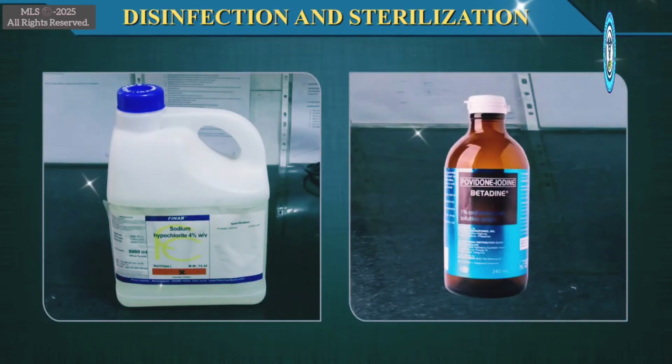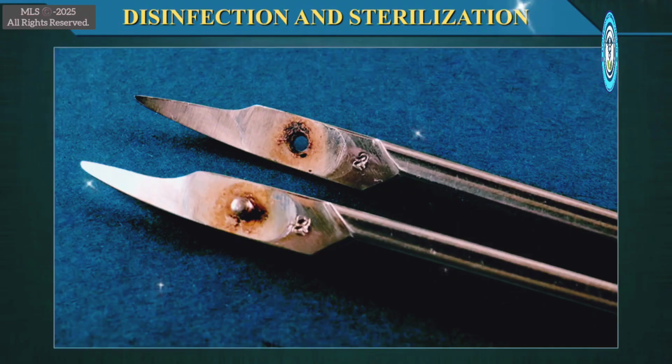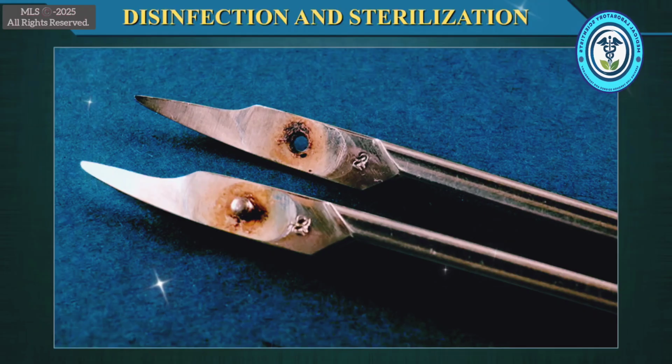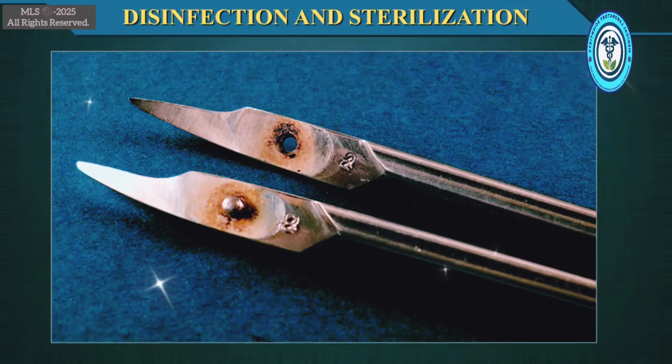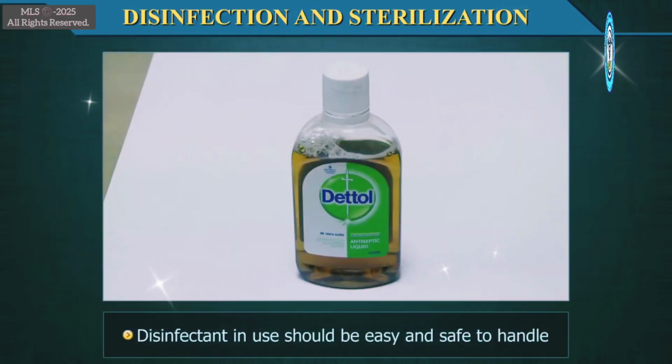Chlorine and iodine disinfectants, in particular, are prone to such interaction. Chemical properties should not be harmful to the item being disinfected, such as corrosion of metals or hardening of plastics, as seen in the case of chlorine compounds. Remove the corrosive disinfectant soon after application with a neutral compound, for example, alcohol or soap and water. Disinfectant in use should be easy and safe to handle.